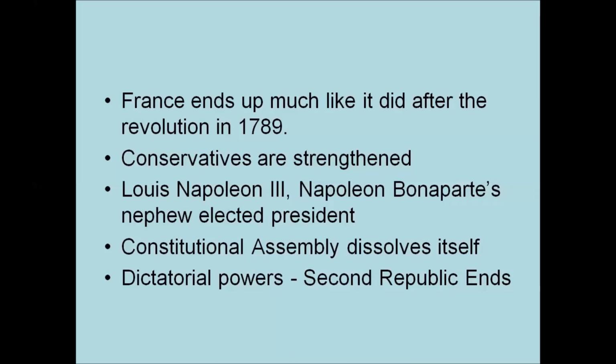So after the 1848 revolution, France is going to end up pretty much the same as it did after the 1789 revolution. Conservatives are in charge. Louis Napoleon, or Napoleon III, Bonaparte's nephew, is elected president, but he's going to dissolve the assembly and, in the Second Republic, create the Second Empire, and he's going to be a dictator.